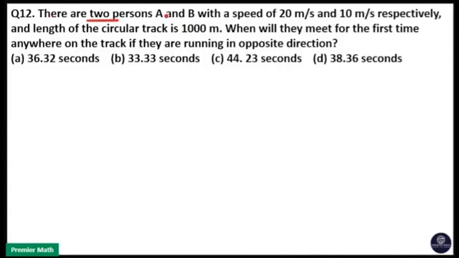There are two persons A and B with a speed of 20 meter per second and 10 meter per second respectively, and length of the circular track is 1000 meter. When will they meet for the first time anywhere on the track if they are running in opposite direction?